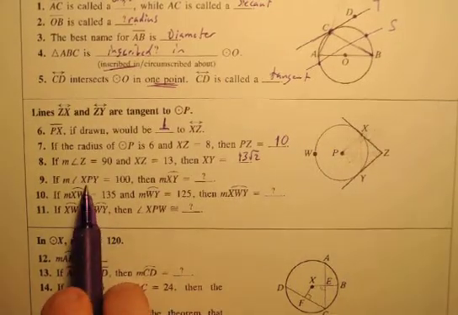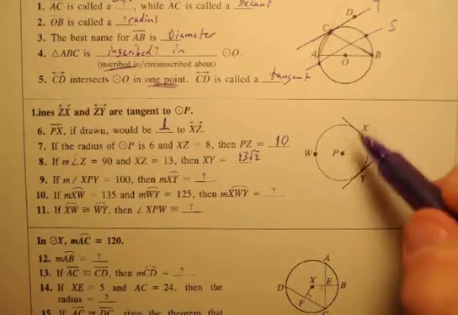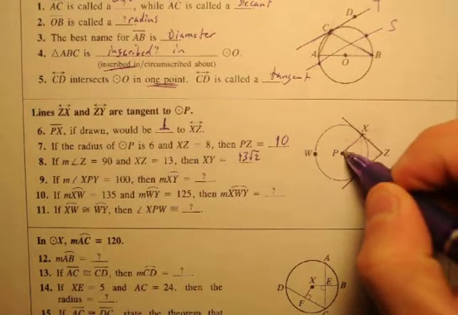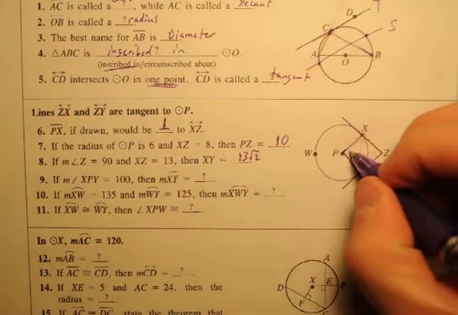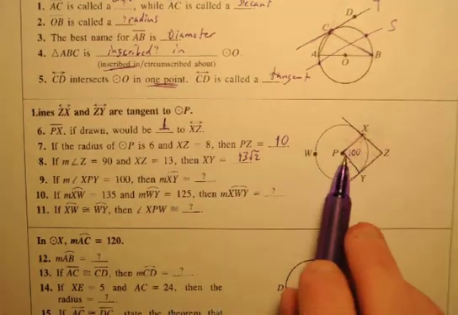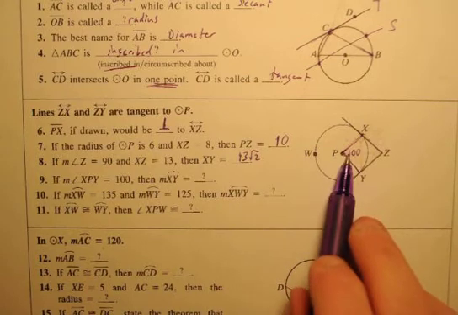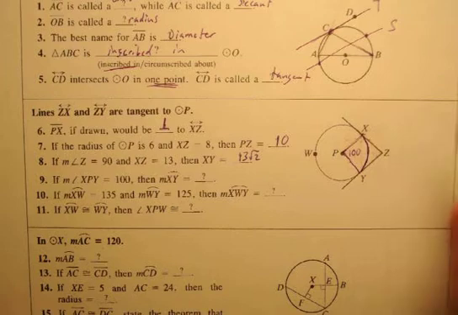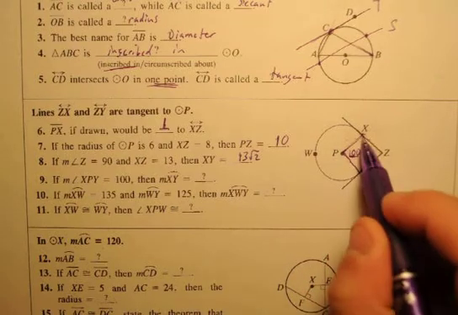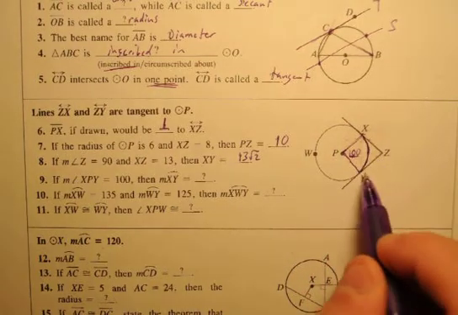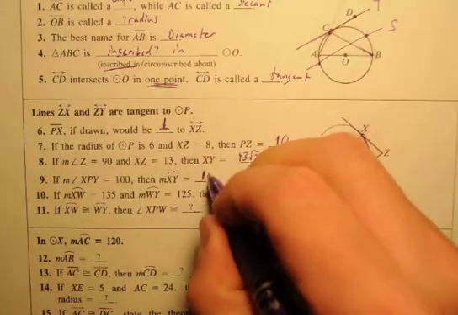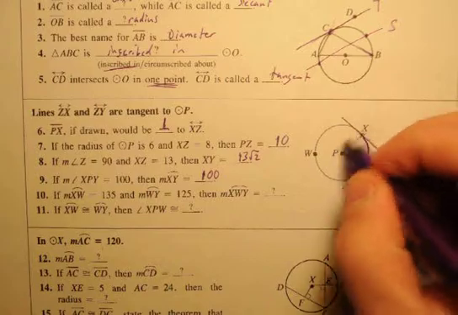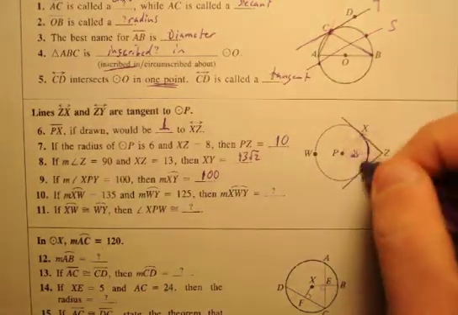We have if angle XPY, if this angle here is 100, that's a central angle. That's called a central angle. The angle is at the center. Then what is the measure of arc XY? The central angle will have the same measure as the arc. So that's simply 100. Alright, so central angle is the same as the arc.